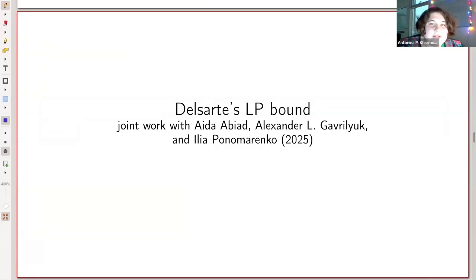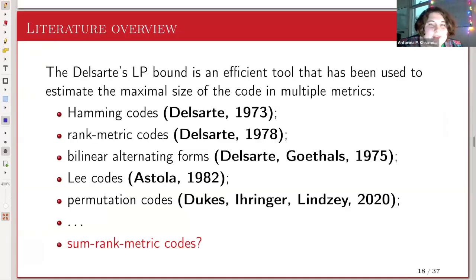The second bound is the Delsarte LP bound. And yes, this is a classical bound in coding theory. It was introduced for many metrics, originally for Hamming codes, but then later also for rank metric codes. Both of them are special cases of the sum rank metric. But for the general case, the sum rank metric itself, it has not been done yet. So this is what we are doing here.